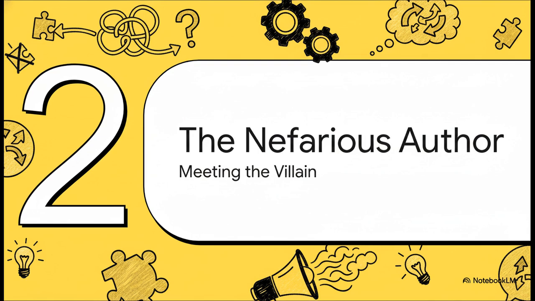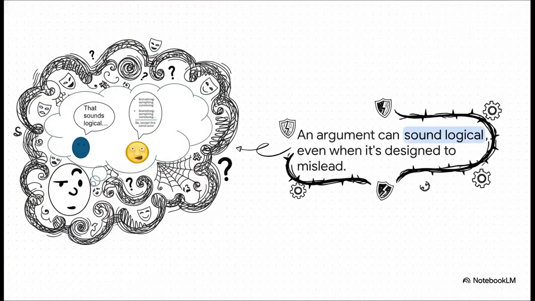Okay, now that we've got the building blocks down, let's meet the villain of our story. We're going to call them the nefarious author. Now, this isn't a single person, of course, but more of a stand-in for anyone out there who's using flawed reasoning, whether they mean to or not, to try and win you over to their side. And here's the thing about the nefarious author's tricks, what logicians call fallacies. They are masters of disguise. They sound so convincing because they're specifically designed to prey on our mental shortcuts and our biases, making a really weak argument seem way, way stronger than it actually is.